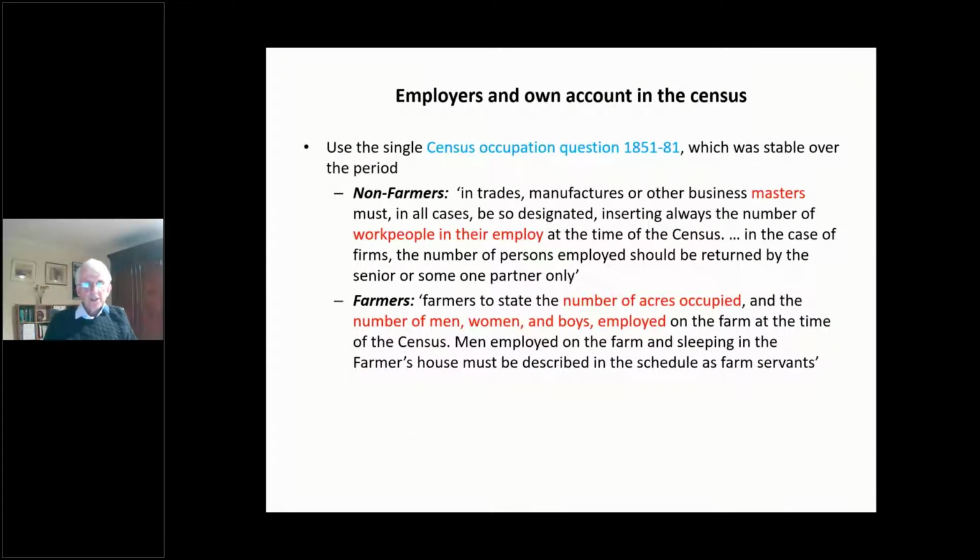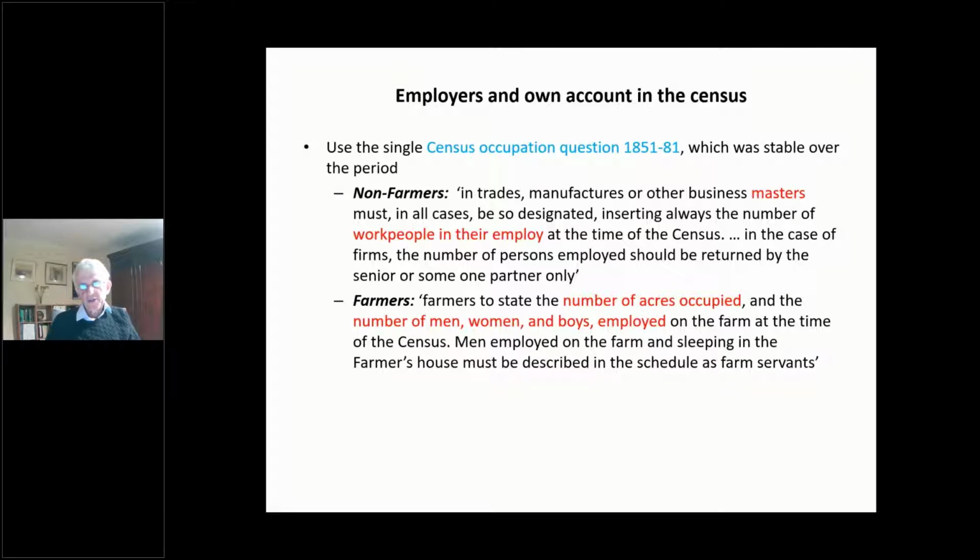Now, the employers and own account in the census for the early censuses, that's to say from 1851 to 81, we identified from the question that was asked at the time, which reads as follows. I'm not going to read it out. I think most of you are not familiar with these questions because not many people look at it. You'll just look at the census images for an enumerator's book or the individual's return from 1911.